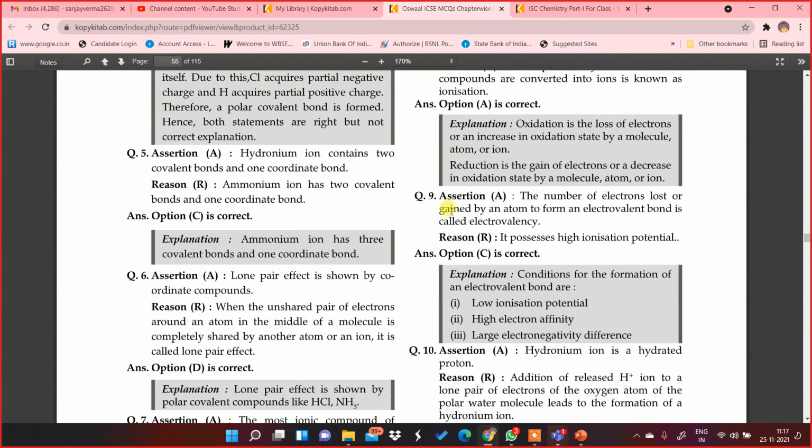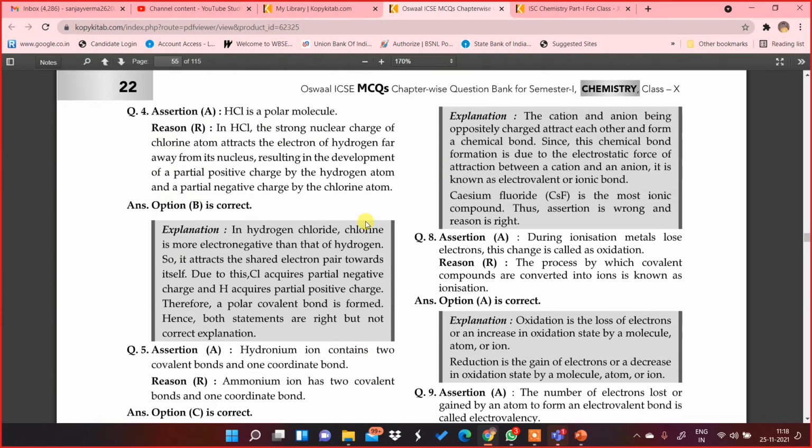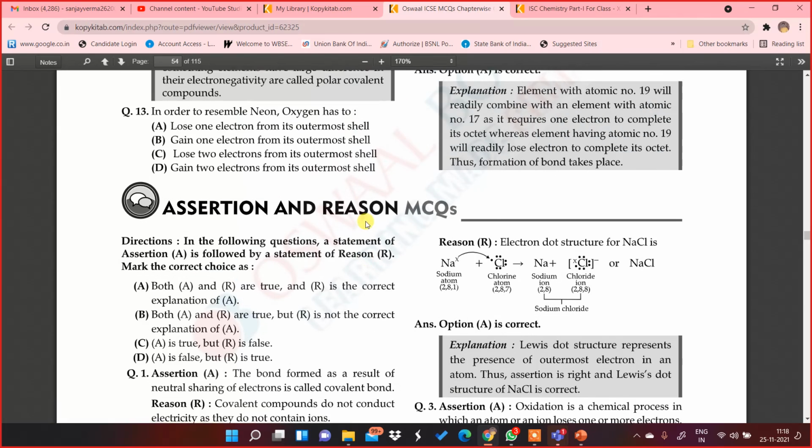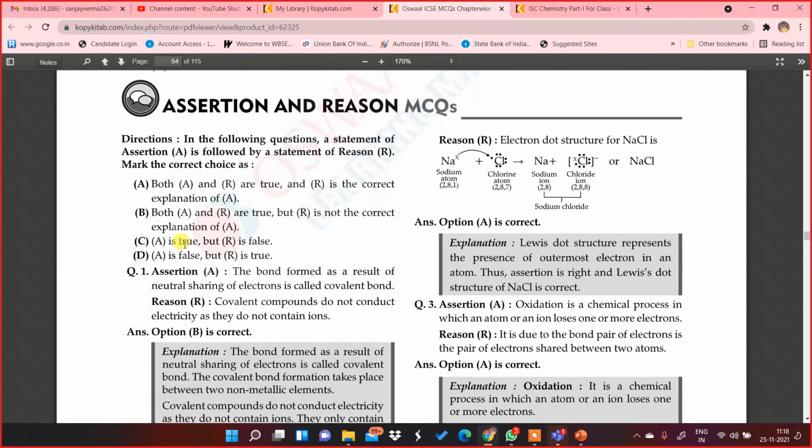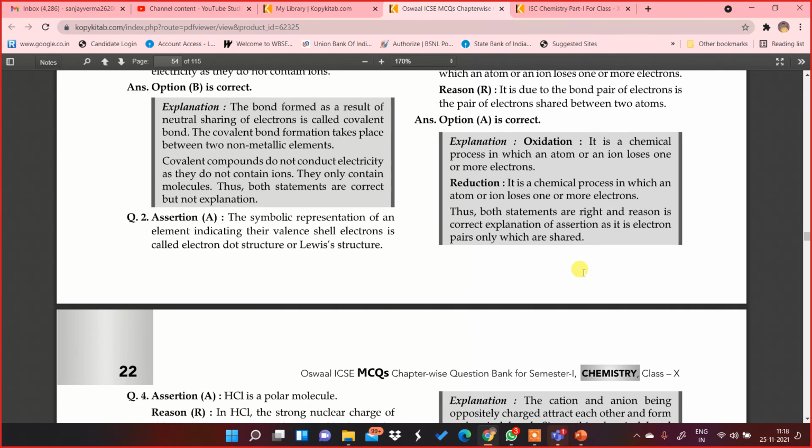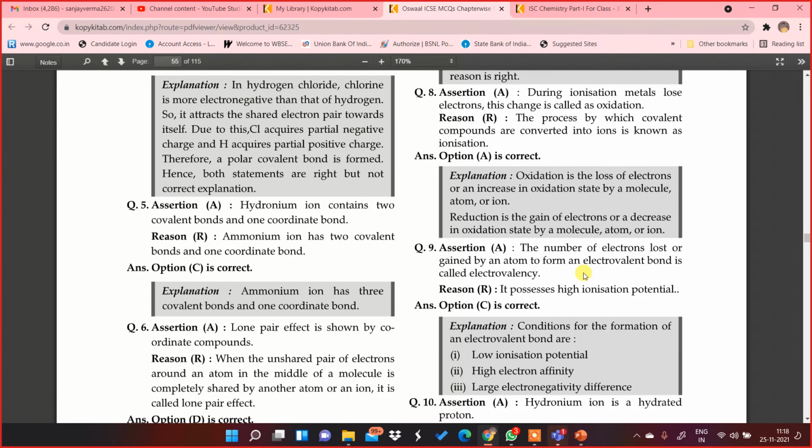Then question number 9, assertion A: the number of electrons lost or gained by an atom to form an ionic compound is called electrovalency. Okay, this one is true. Reason: it possesses high ionization potential. So for question number 9, option C is correct. Why? Because if you look at the options over here, A is true but R is false.